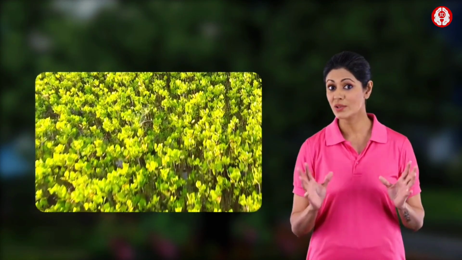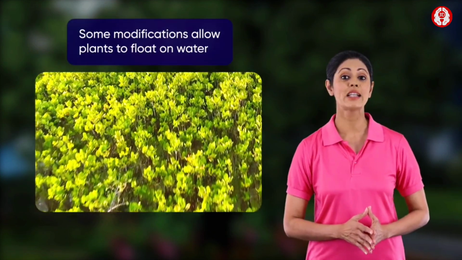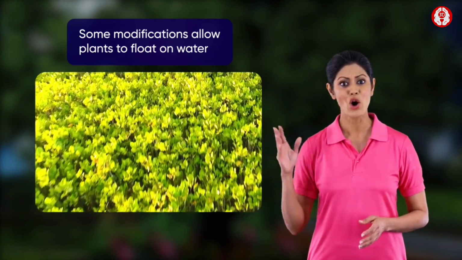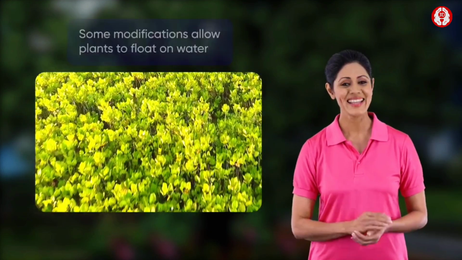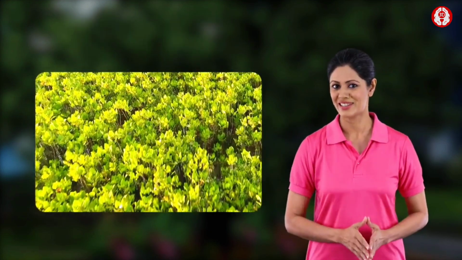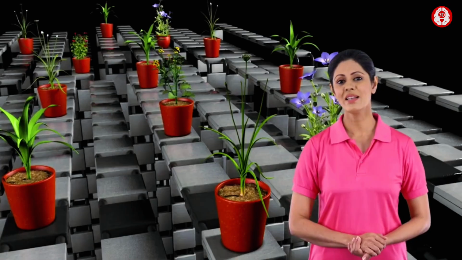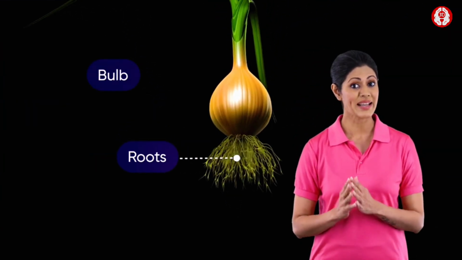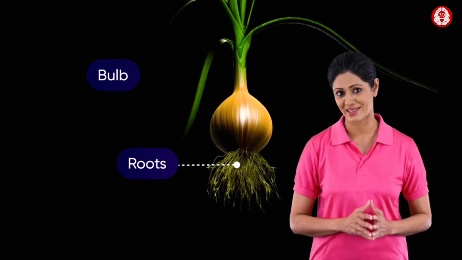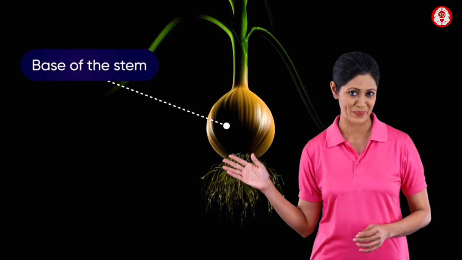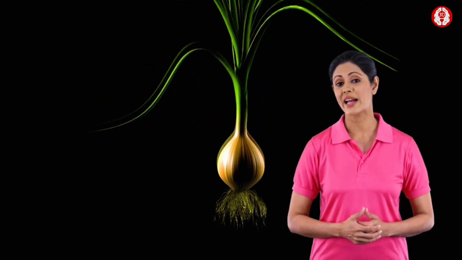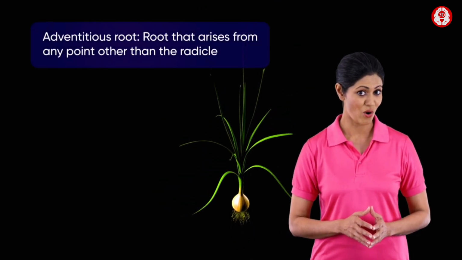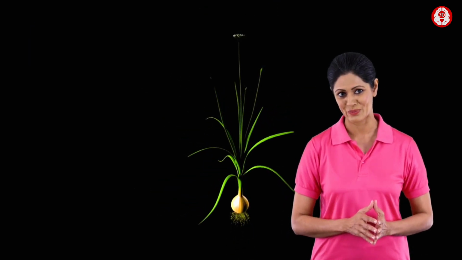Adventitious roots are about as crazy as they sound and include modifications that allow some plants to freely float on water. This is something we must definitely explore. Let's go. Underground shoots like bulbs have roots that originate directly at the shoot in clusters from the base of the stem. Such roots, which arise from any part of the plant other than the radicle, are called adventitious roots.